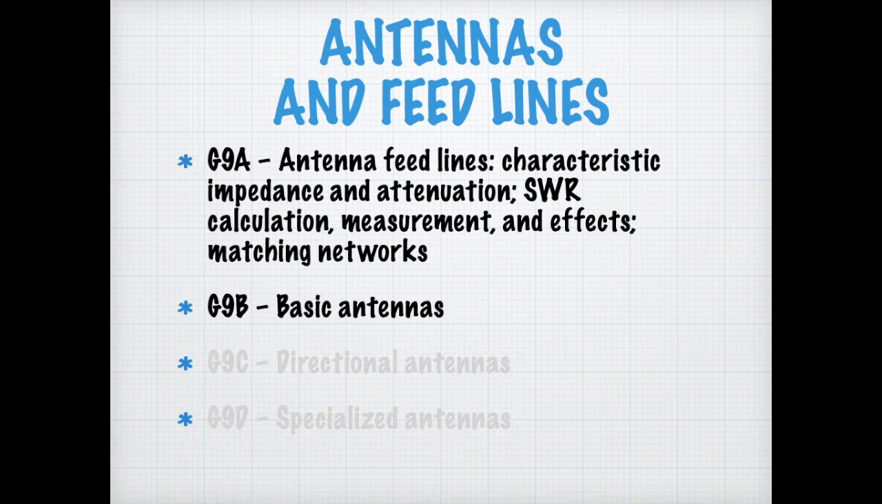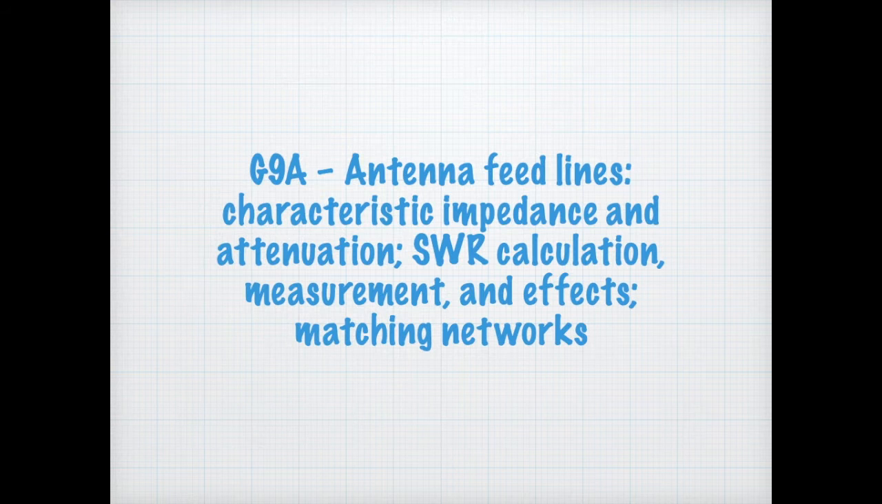In Part 1, we're going to be covering antennas and feed lines. We're going to cover G9A, which is the antenna feed lines, characteristic impedance and attenuation, SWR calculations, measurement and effects of matching networks, and also G9B, which is basic antennas. So let's dive into G9A, antenna feed lines, characteristic impedance, attenuation, SWR calculation or standing wave ratio calculation, measurement, and the effects of matching networks.